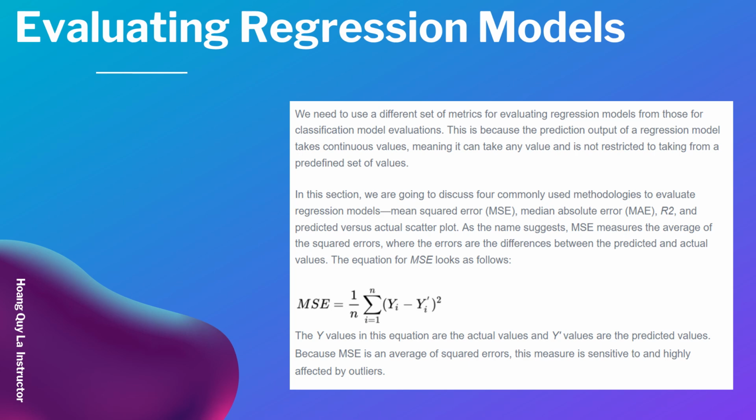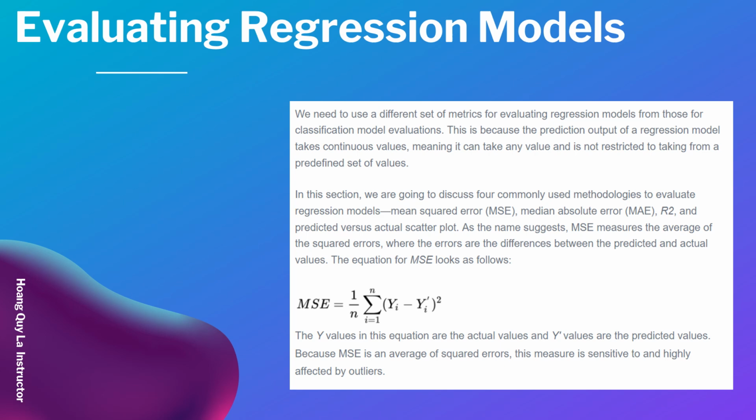So in this section, we are going to discuss four commonly used methodologies to evaluate regression models: the mean squared error, median absolute error, which is MAE, R square, and predicted versus actual scatter plot.